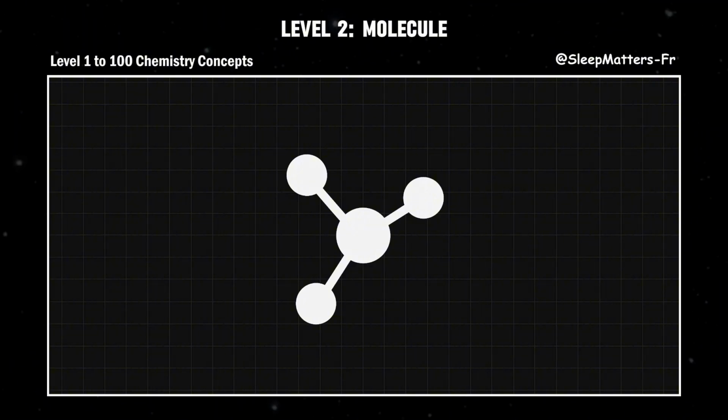Molecules are not just small. They are the invisible architects of reality, deciding everything from the taste of your food to the breath in your lungs.